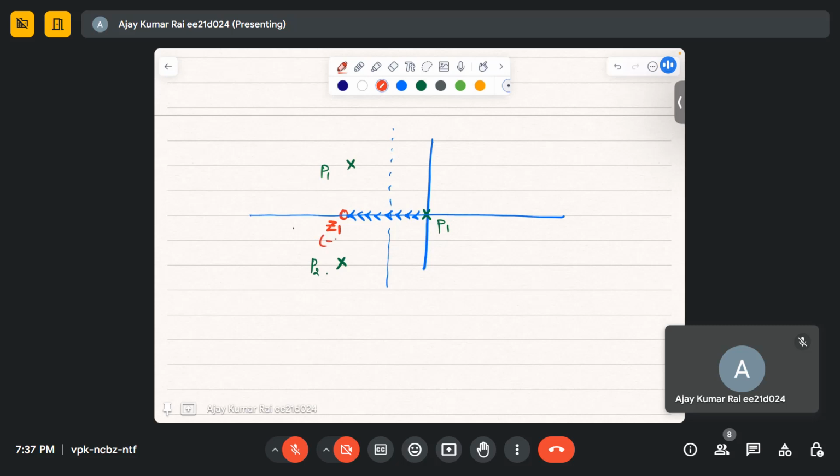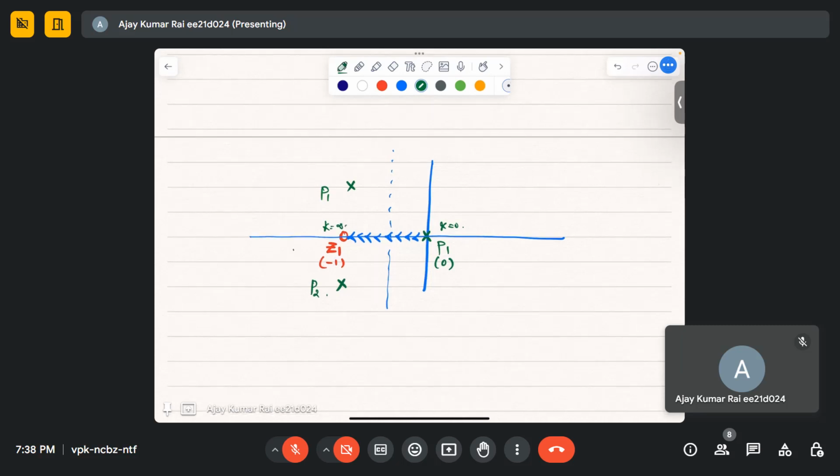The only path it will cover is this one, because we have seen from -1 to 0 the root locus exists. If I write the values, this is -1 and this is 0. So I have drawn one of the root loci, going from 0 to -1, with k from 0 to infinity. In total 3 branches will be there: one originating from P1, another from P2, and the last from this one. I'm calculating the angle of departure, how it originates and goes to infinity.